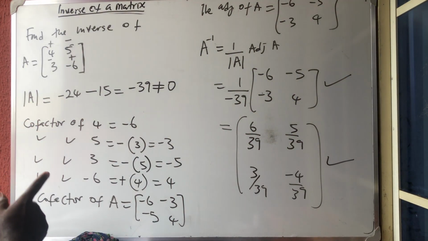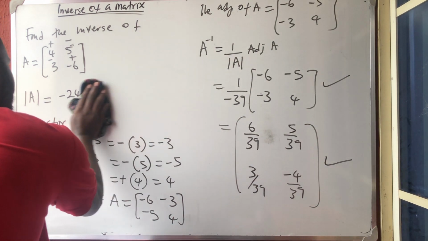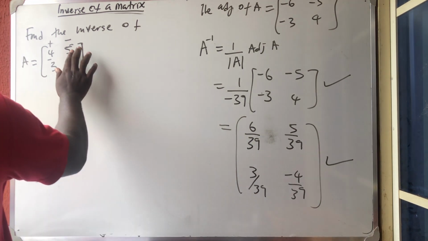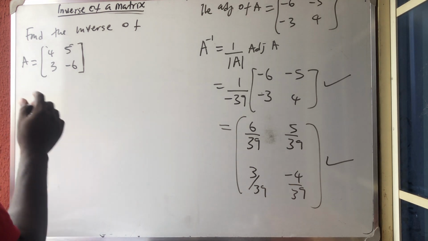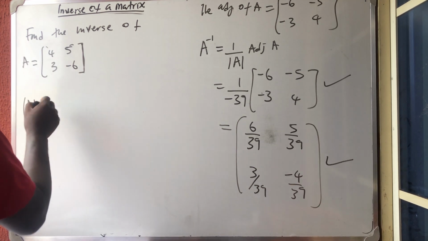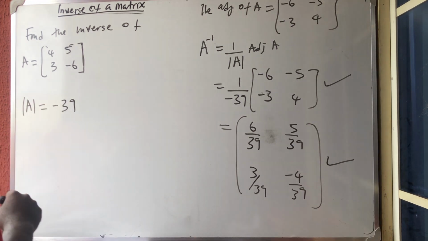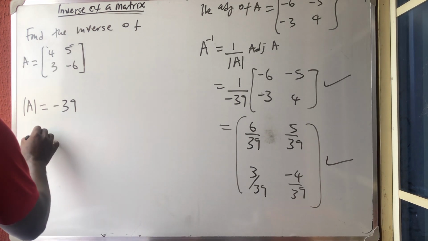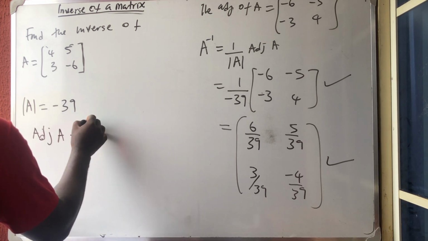Now, a 2 by 2 matrix has a shortcut in getting the inverse. Only a 2 by 2 matrix has a shortcut. In getting the inverse of a 2 by 2 matrix, just find the determinant. Once you get the determinant, it gave us minus 39. You know how to find it now. Then the next thing you do is the adjoint, which is very simple to get for a 2 by 2 matrix.